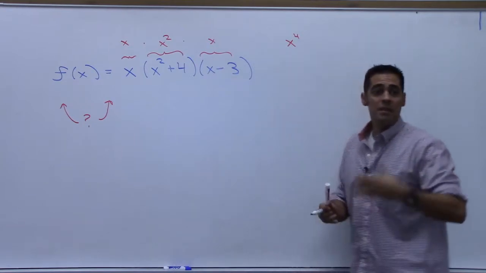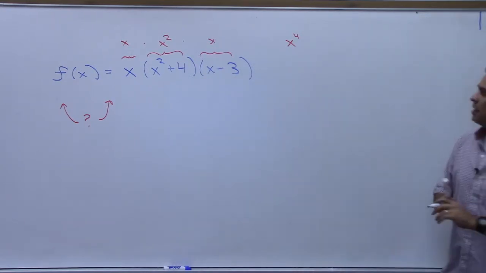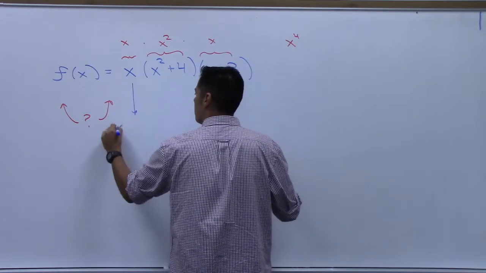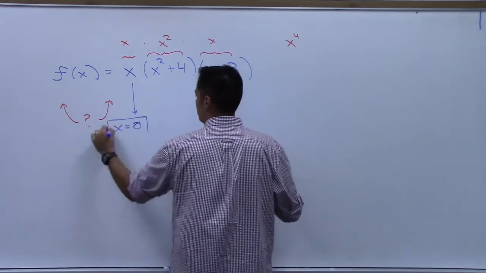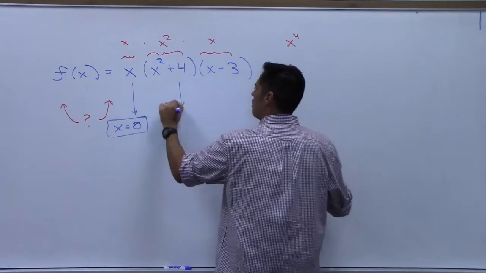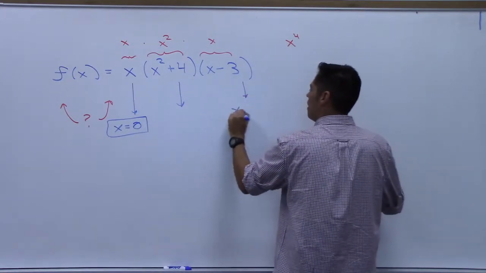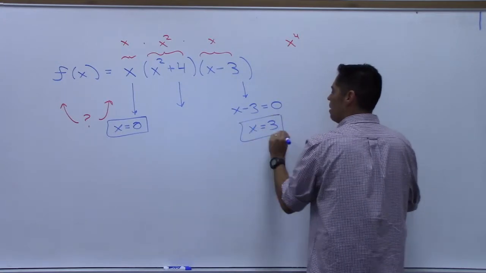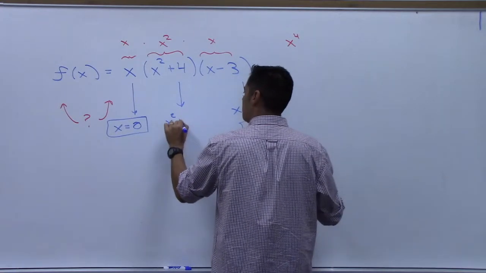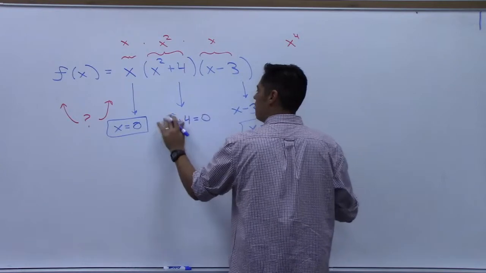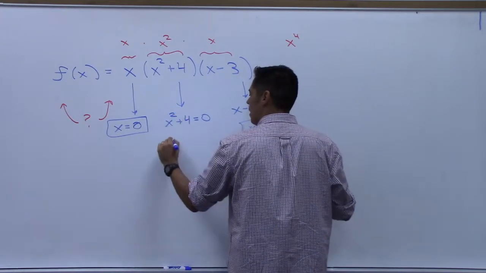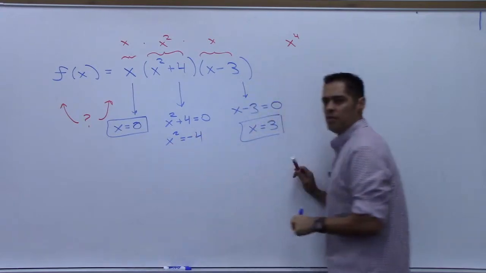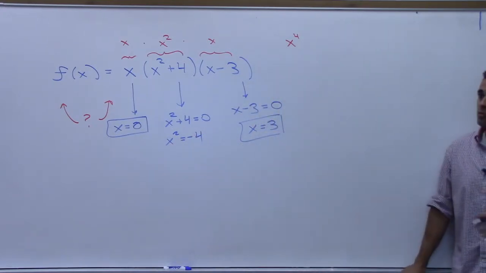Then our step would be to factor, but it's already factored. So we set each of the factors equal to 0. This one set equal to 0, and you just get 0, right? This one you had trouble with. This one you set equal to 0, you get x is 3. Okay, this one, x squared plus 4 equals 0. That means x squared is negative 4, and that's an imaginary number. Exactly. Okay, so what does that mean?